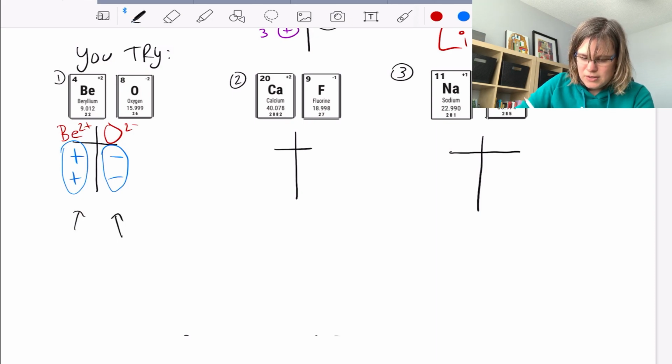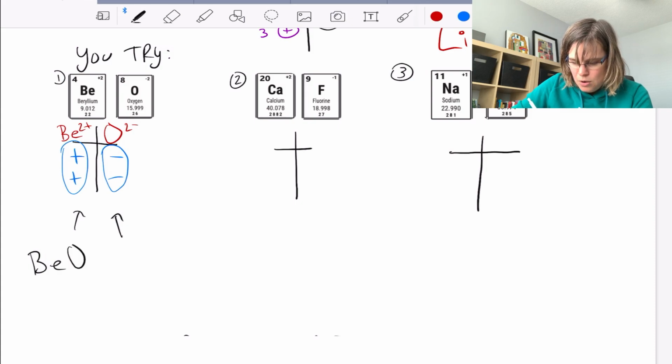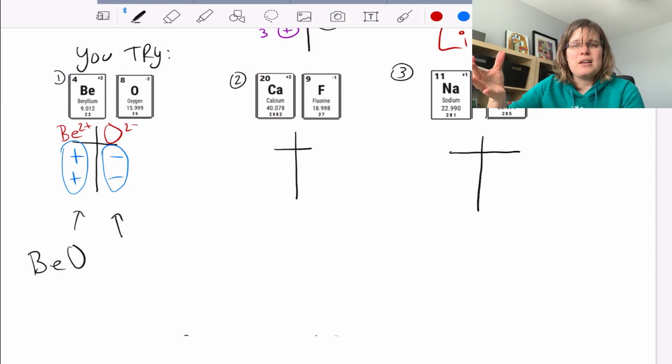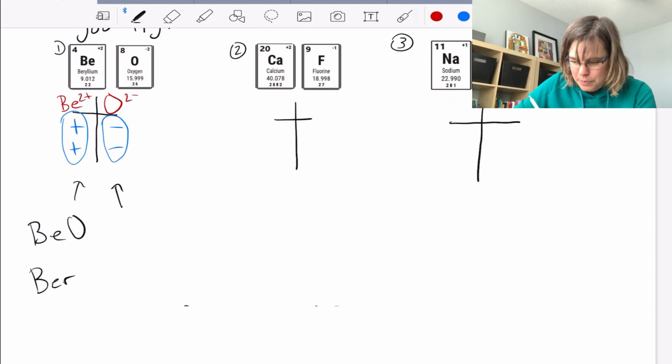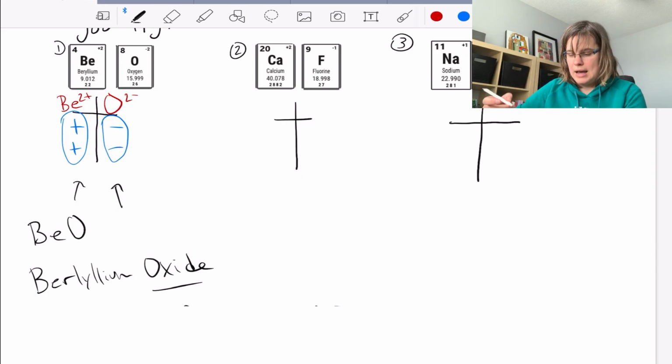Well, does anybody need more here? No, because this guy had 1 package of 2, so he's good to go. This guy had 1 package of 2, and he's good to go. So the answer to the formula of this is BeO, and nobody needs any numbers because beryllium oxide is perfect. If we were to name this, we would name this, I don't know how to spell it, beryllium oxide, making sure that we finish with the ide.